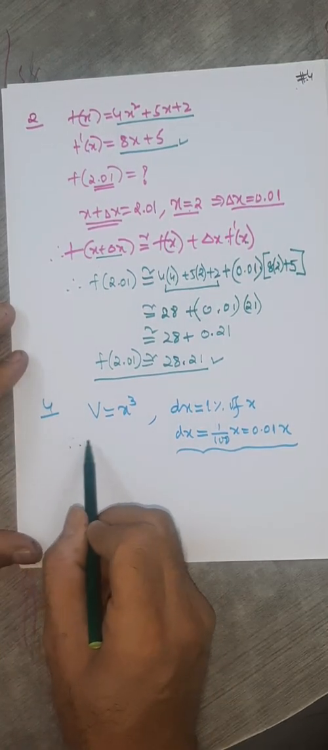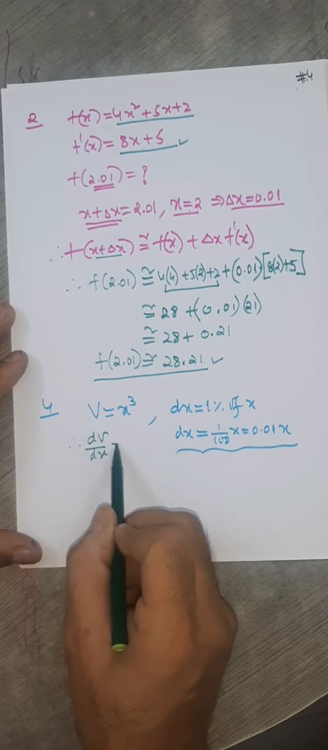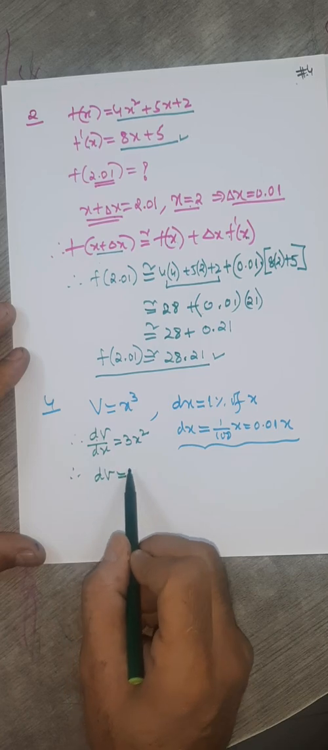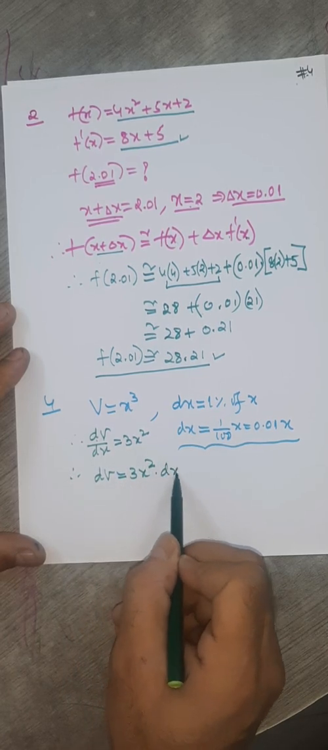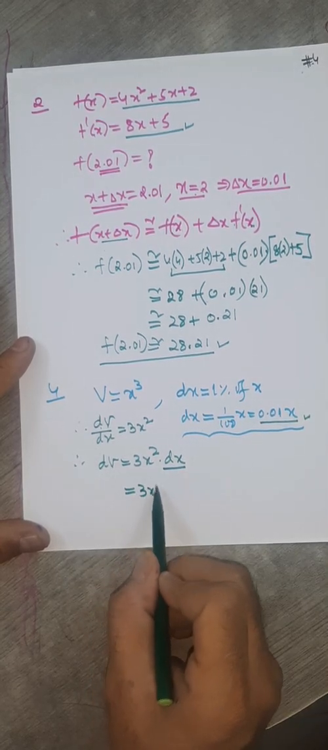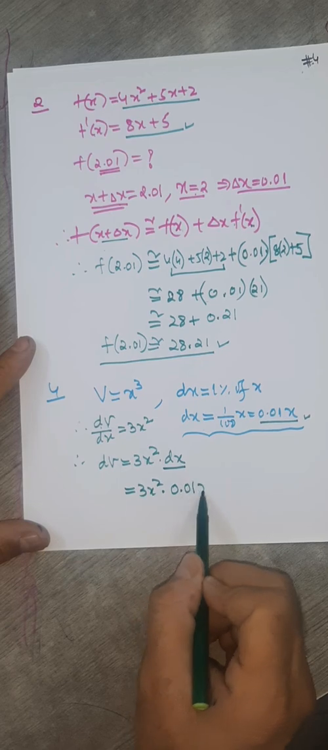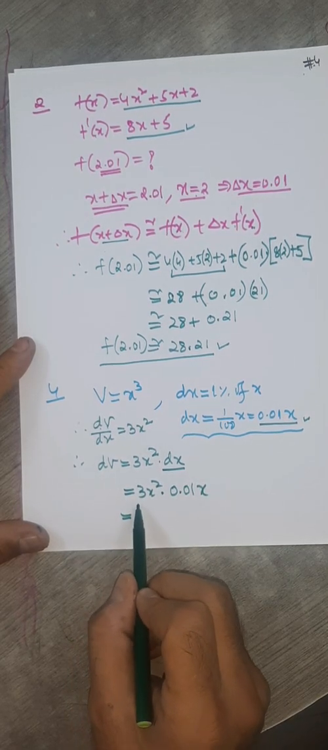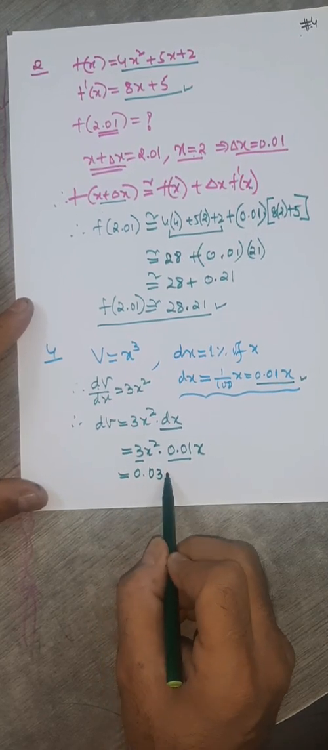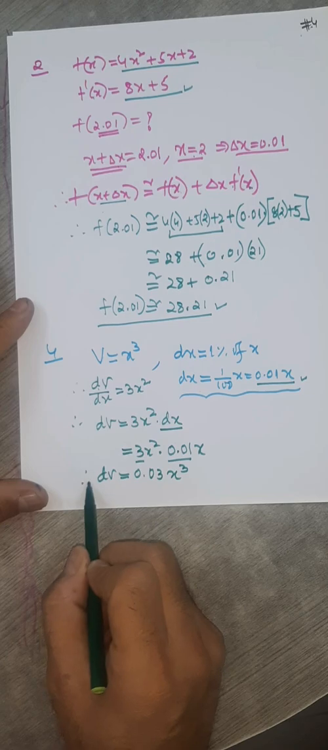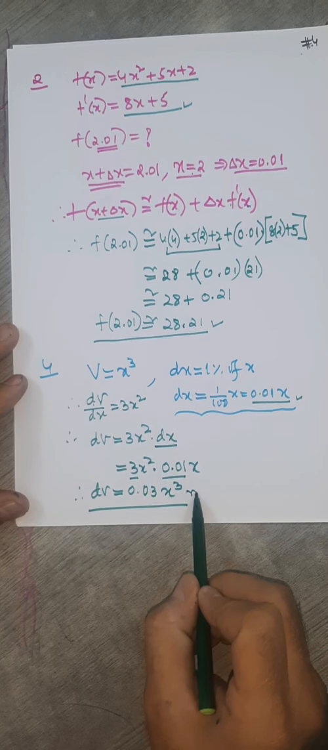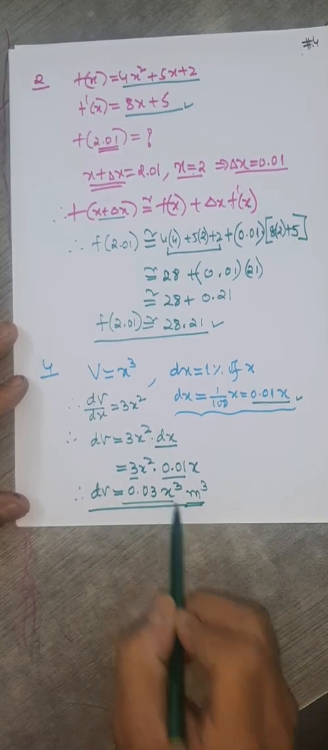Now we want the change in the volume. So dV by dx equals 3x squared. So the change in the volume, that is the error in the volume, dV equals 3x squared into dx. But what is dx? It is this much. So I'll write 3x squared into 0.01 into x. Multiplying this into this, we get 0.03 x cubed. That much is the change in the volume. Here the side is given in meters, so I should write meter cubed.